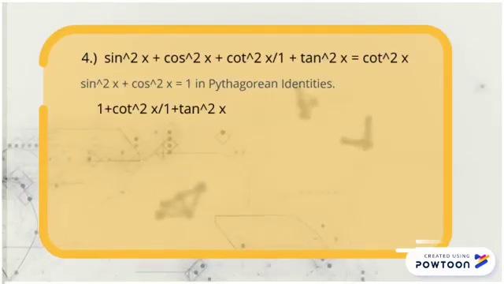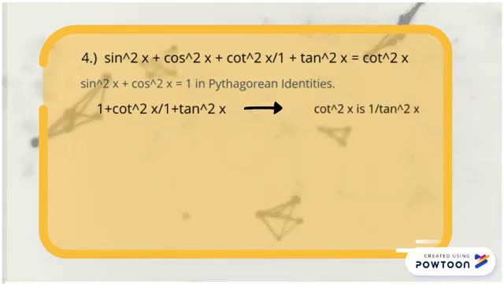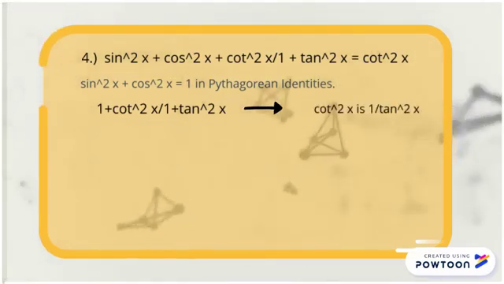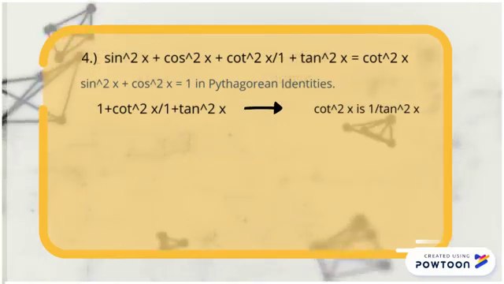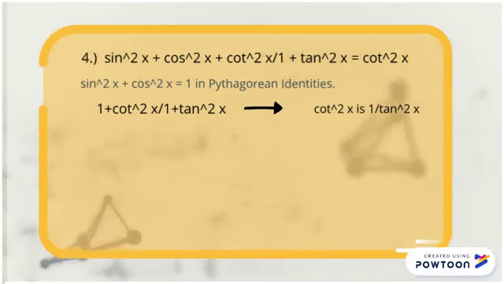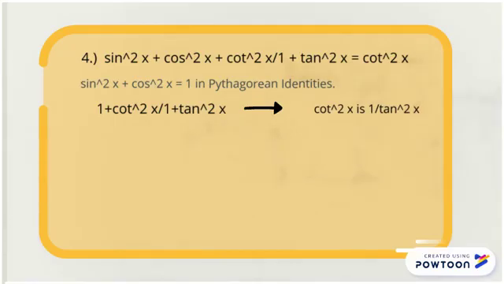Again, simplify cotangent squared, which is 1 over tan squared x based on our reciprocal identities. We need an identical denominator on our numerator, that's why we are going to multiply tan squared x to 1.